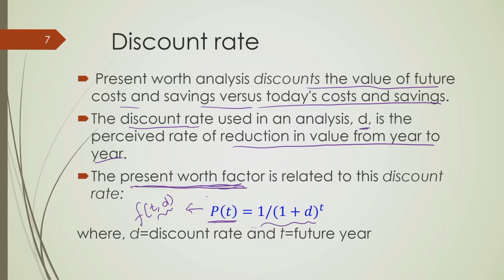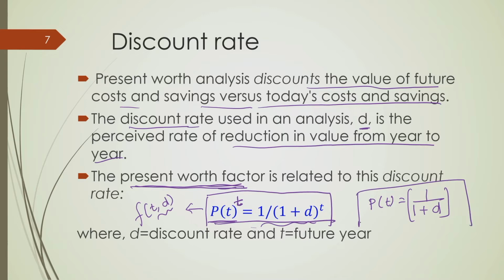And what is that relationship? It is equal to 1 upon (1 plus d) to the power t. So, this is basically P to the power t itself, there is an error. So, basically this P_t is equal to 1 upon (1 plus d) to the power t, one needs to understand. And P_t will be equal to something like that, where d is the discount rate.